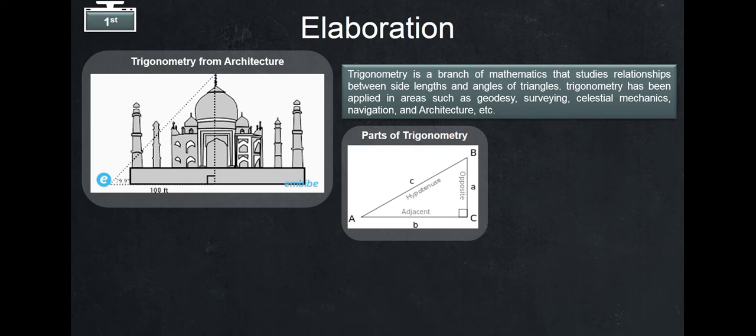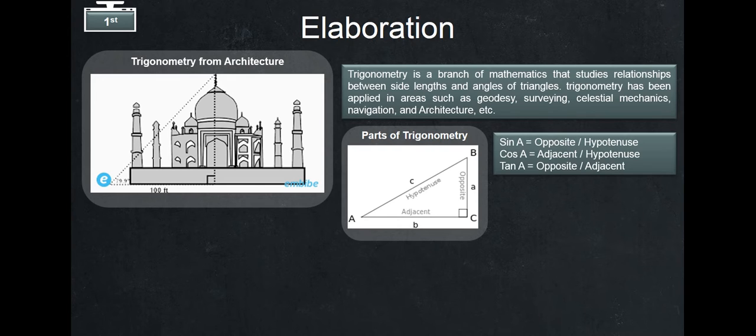Each side is named: opposite, or small a, is the line opposite the capital letter A. Adjacent, or small b, is the line opposite the capital letter B. And hypotenuse, or small c, is the line opposite the capital letter C and is the hypotenuse of the triangle. From this, sine A equals opposite divided by hypotenuse. Cosine A equals adjacent divided by hypotenuse. Tangent A equals opposite divided by adjacent.